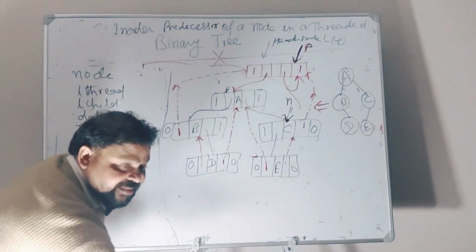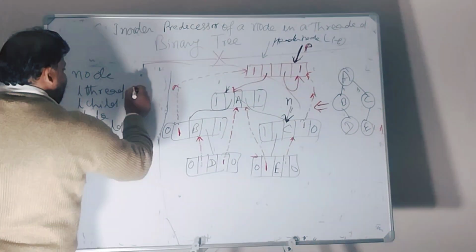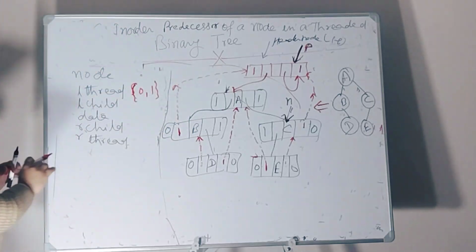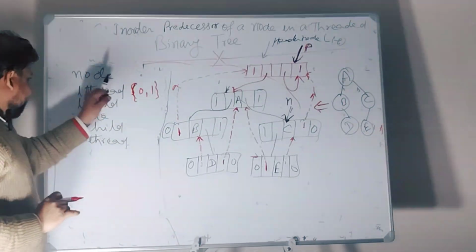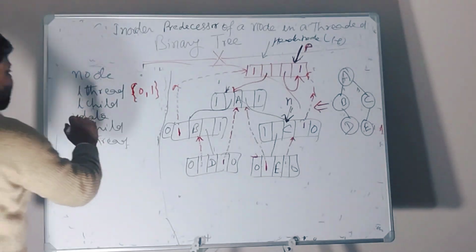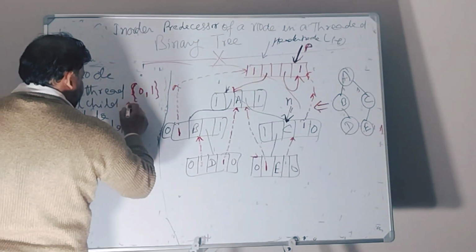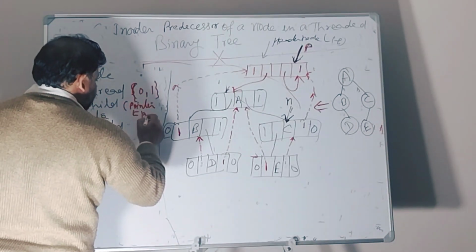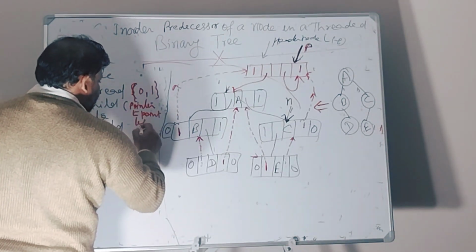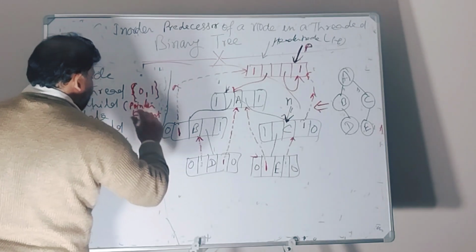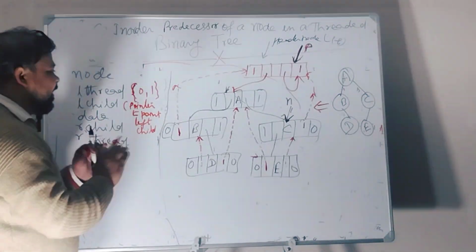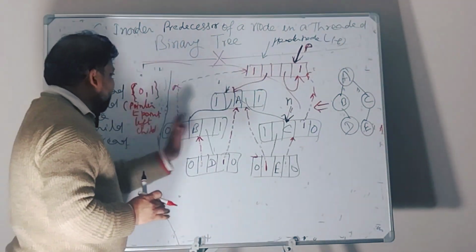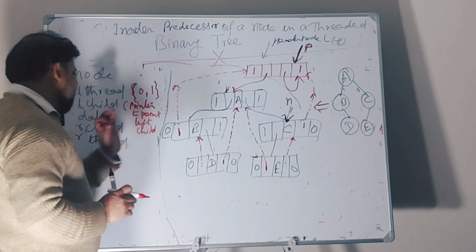If I take L thread, it will take the value either 0 or 1 only. L child is a pointer to point to the left child. But here it is extended: besides the left child, it can also point to the predecessor of that node.